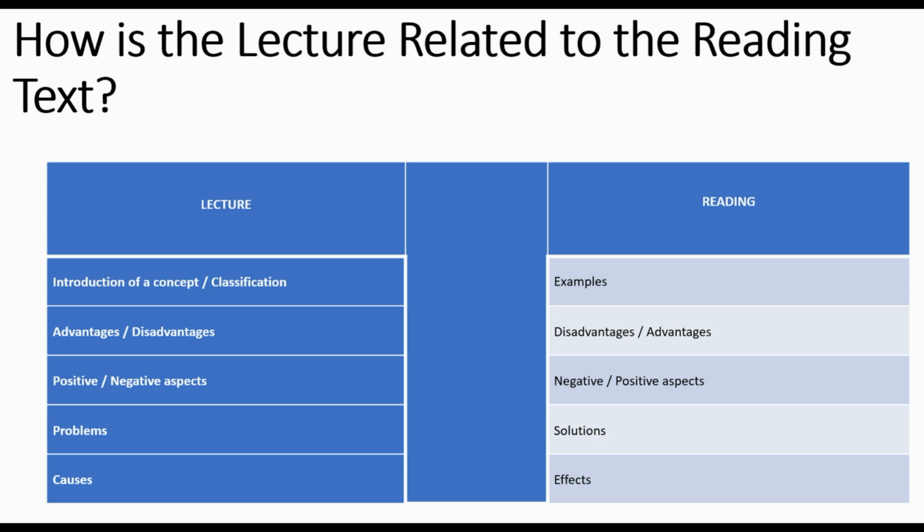When it comes to problems and solutions, the lecture might mention some problems. For example, the lecture will talk about the problems that college students face during their first year at university, while the reading text will provide some solutions to overcome these problems. Finally, the lecture may focus on the causes of something and the reading text will mention the effects of it. The lecture might give information on the causes of global warming and the reading text might be about the effects of it. In general, this is how the lecture and the reading texts are organized in performance tasks.